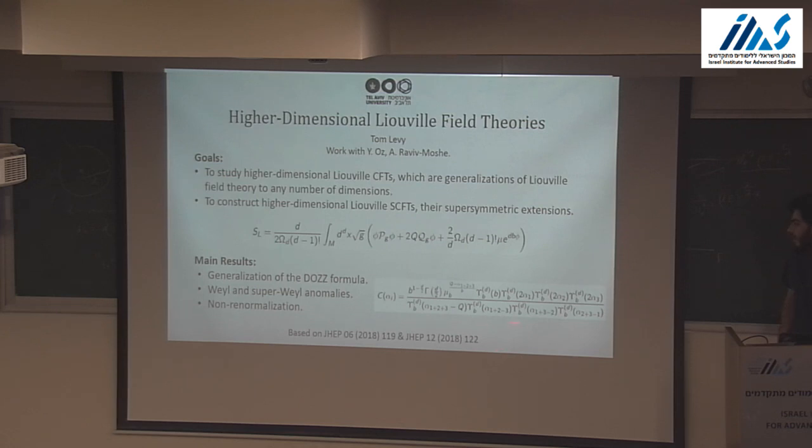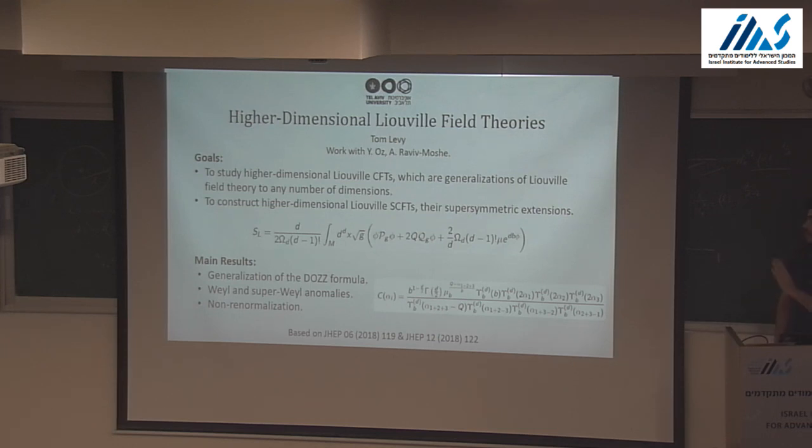So this is the formula for the structure constants. It generalizes the two-dimensional DOZZ formula for the structure constants of the original Liouville theory. In this formula, alpha 1 to alpha 3 are the exponents that appear in the three vertex operators, which we consider the three-point function of. And the epsilon BD is some special function related to the double gamma function.